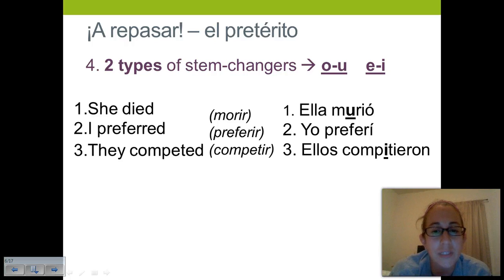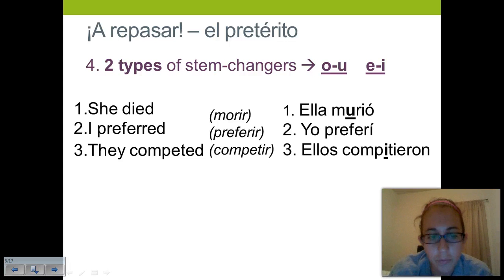Now remember, competir is an E to I stem changer in the present tense, therefore it's going to be an E to I stem changer in the preterite as well. Despite the fact that it has an O in it, that doesn't really matter because it's not an O to UE stem changer in the present tense.